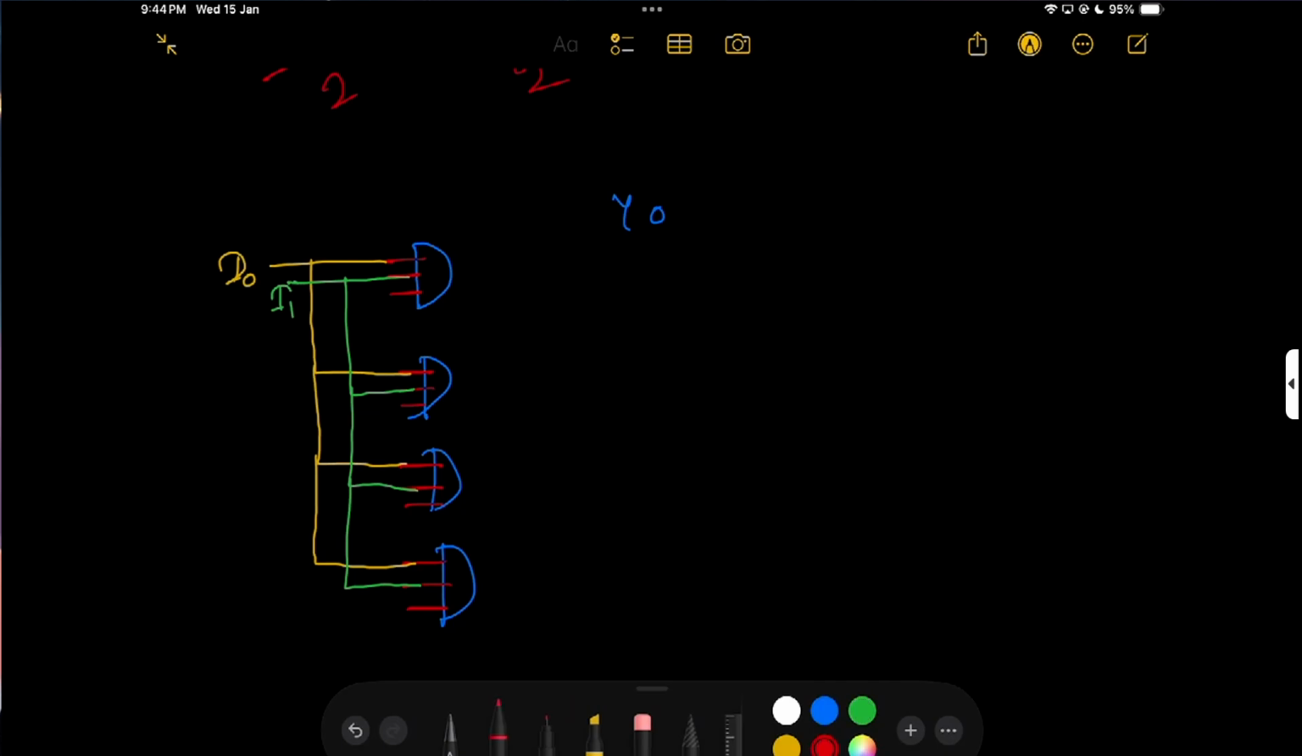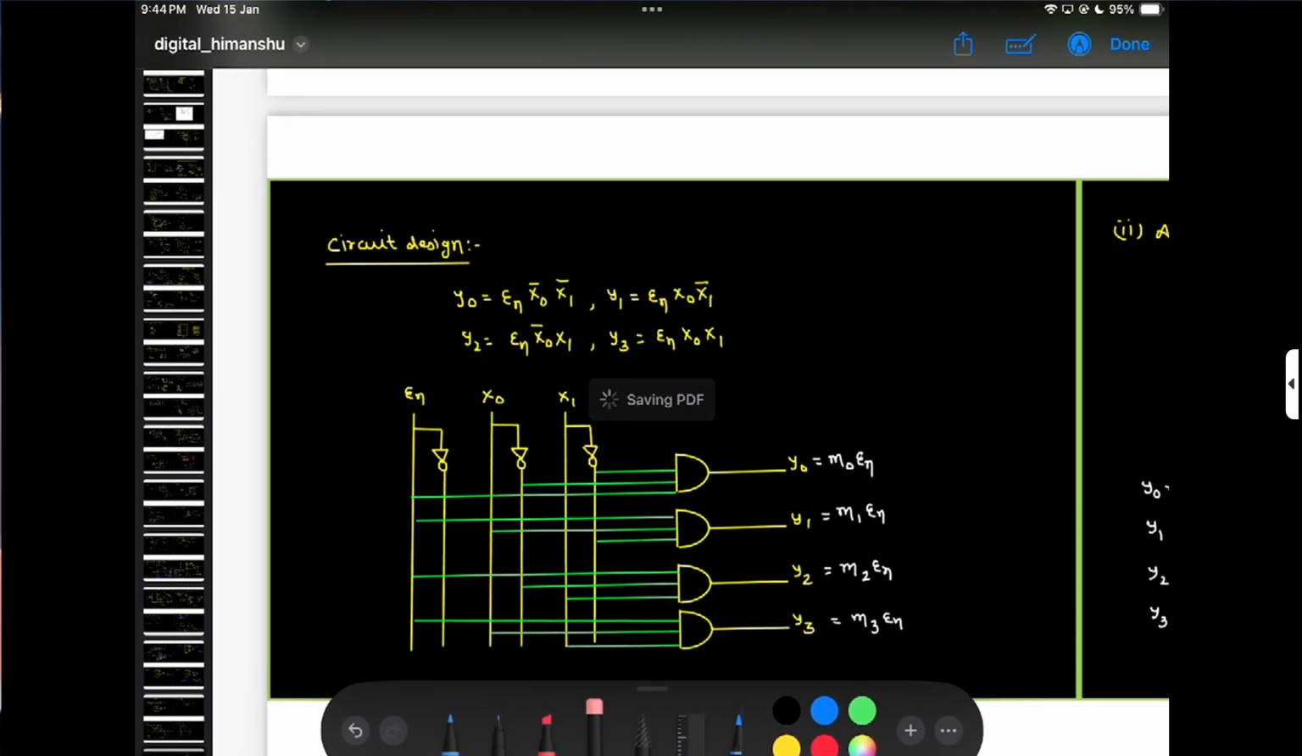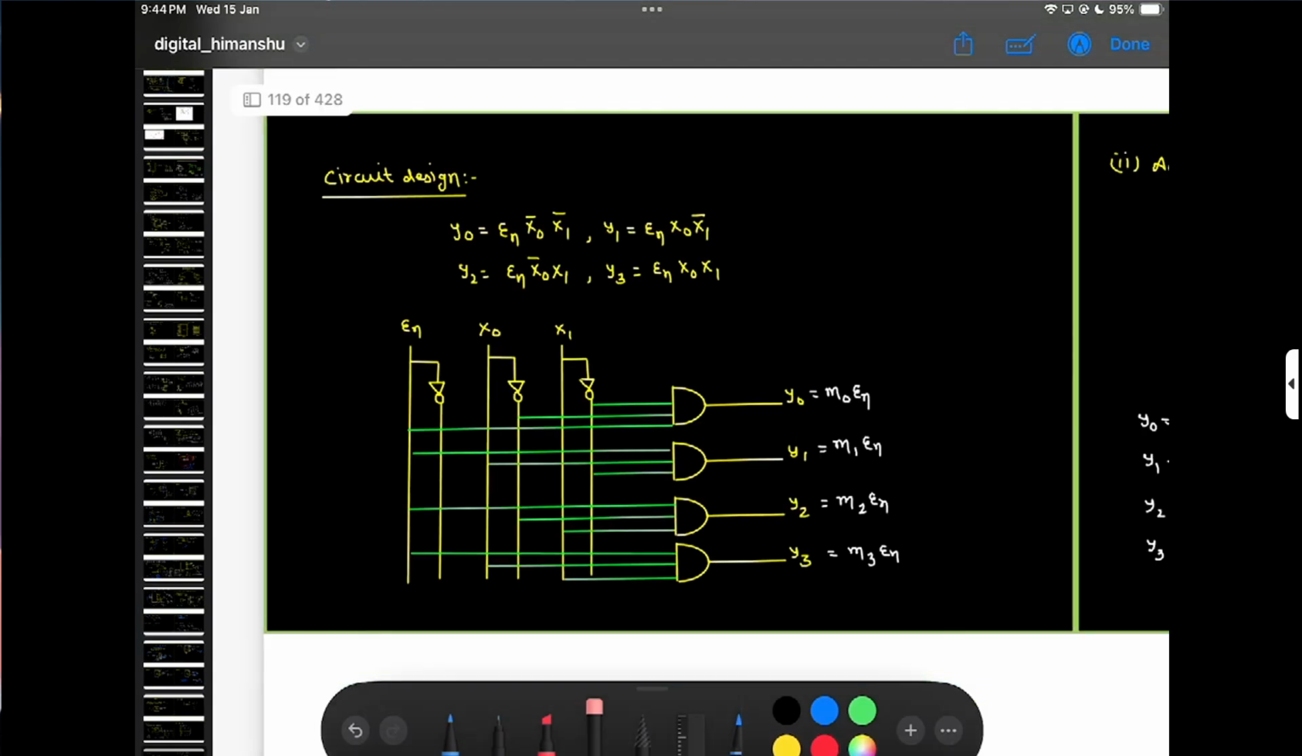Now I take the enable signal, so here is my enable signal. This is the basic circuit of the decoder, basically just built with AND gates. Here are my outputs Y0, Y1, Y2 and Y3. So this is the circuit representation of a 2 to 4 decoder.